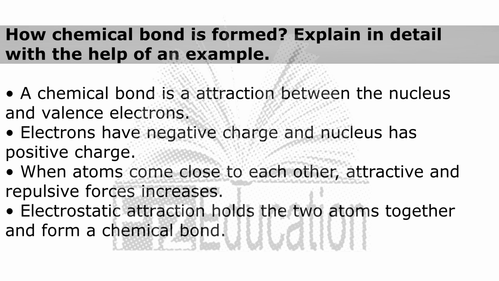A chemical bond is an attraction between the nucleus and valence electrons. Electrons have negative charge and the nucleus has positive charge. When atoms come close to each other, attractive and repulsive forces increase. Electrostatic attraction holds the 2 atoms together and forms a chemical bond.